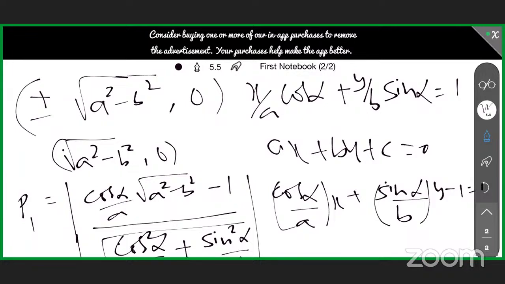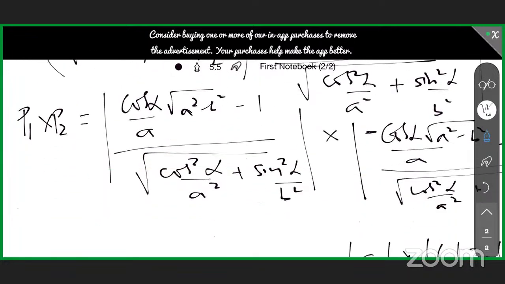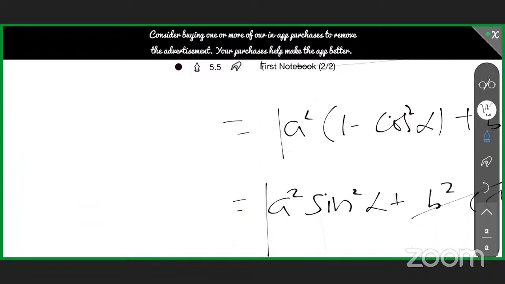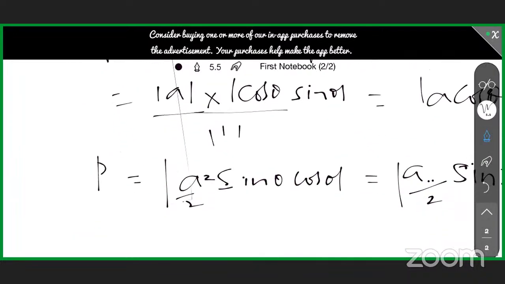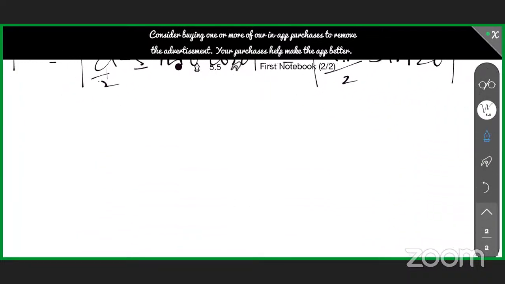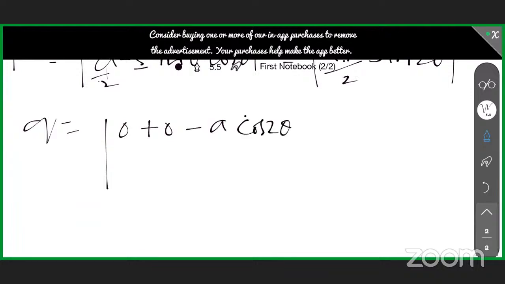Next, I have to find Q. For the second line equation, Q is equal to 0 plus 0 minus A cos 2 theta, not cos 20, cos 2 theta. The question is slightly given wrong. It is cos 2 theta, not cos 20. So modulus is only for the top.